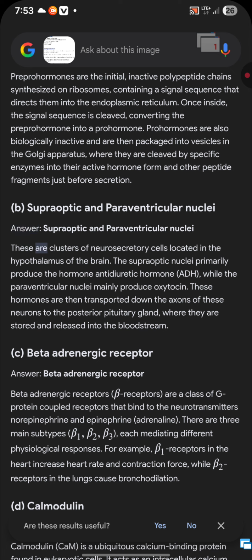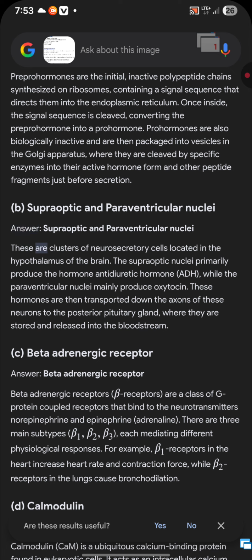6. How do lipid-soluble hormones exert their effects intracellularly? Answer. Intracellular effects of lipid-soluble hormones. Lipid-soluble hormones, like steroids and thyroid hormones, can easily pass through the plasma membrane to exert their effects intracellularly. 1. Intracellular receptors. They bind to specific receptor proteins located in the cytoplasm or nucleus of target cells.